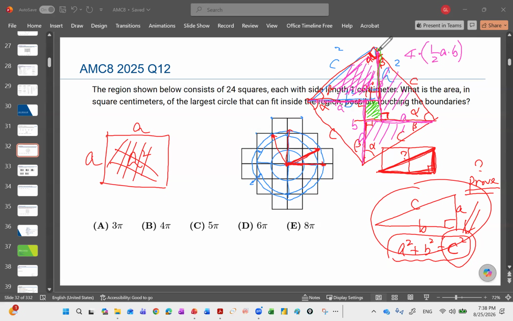So this is the long side B, and this is A. So what's the edge of this part? B minus A, right? This is a square, right? Plus (B minus A) squared, and equal the big square, right? Big square.